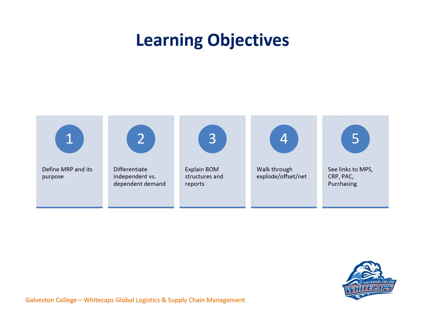This is a little repetitious, but I want to make sure when we look at the learning objectives, we understand what they are. And we're going to see how MRP connects to MPS, which is Master Production Schedule, CRP, Capacity Requirements Planning, PAC, Production Activity Control, and Purchasing.